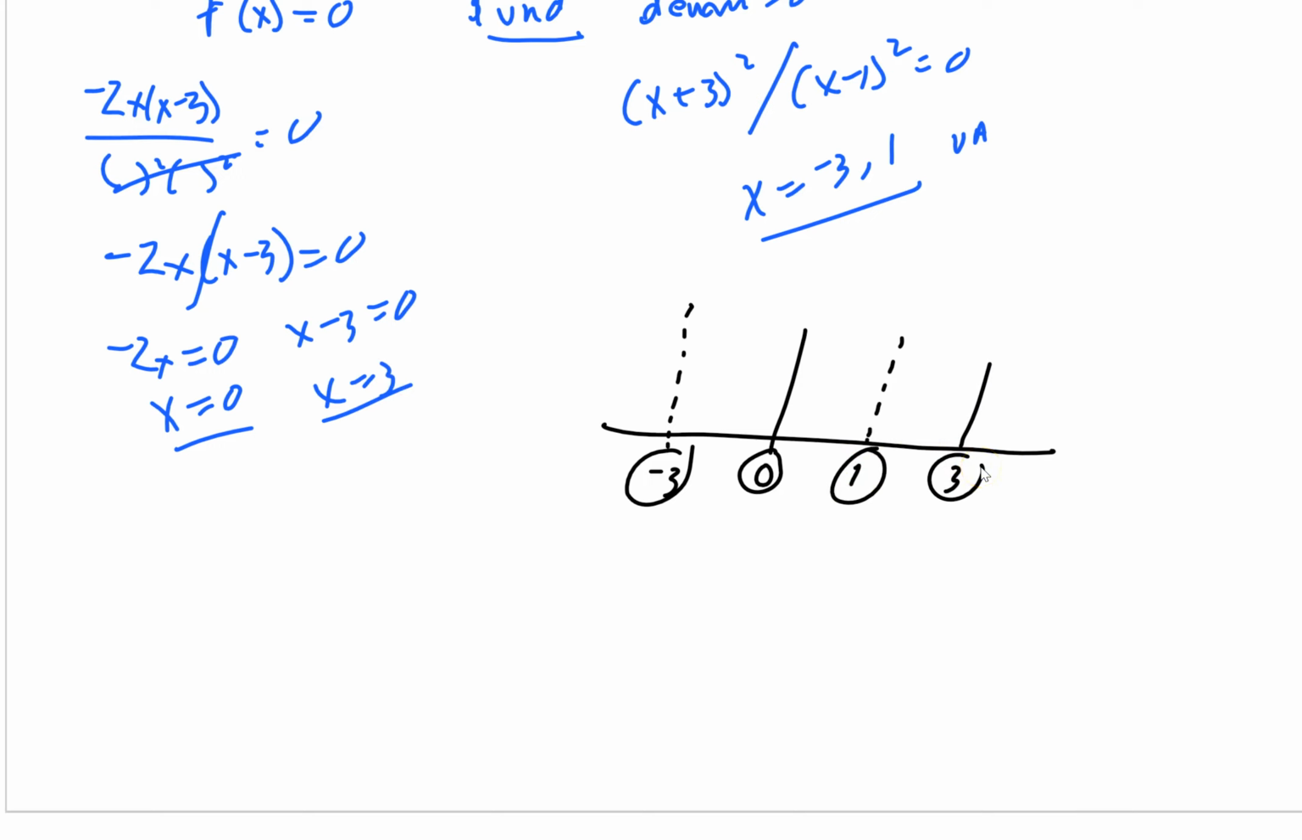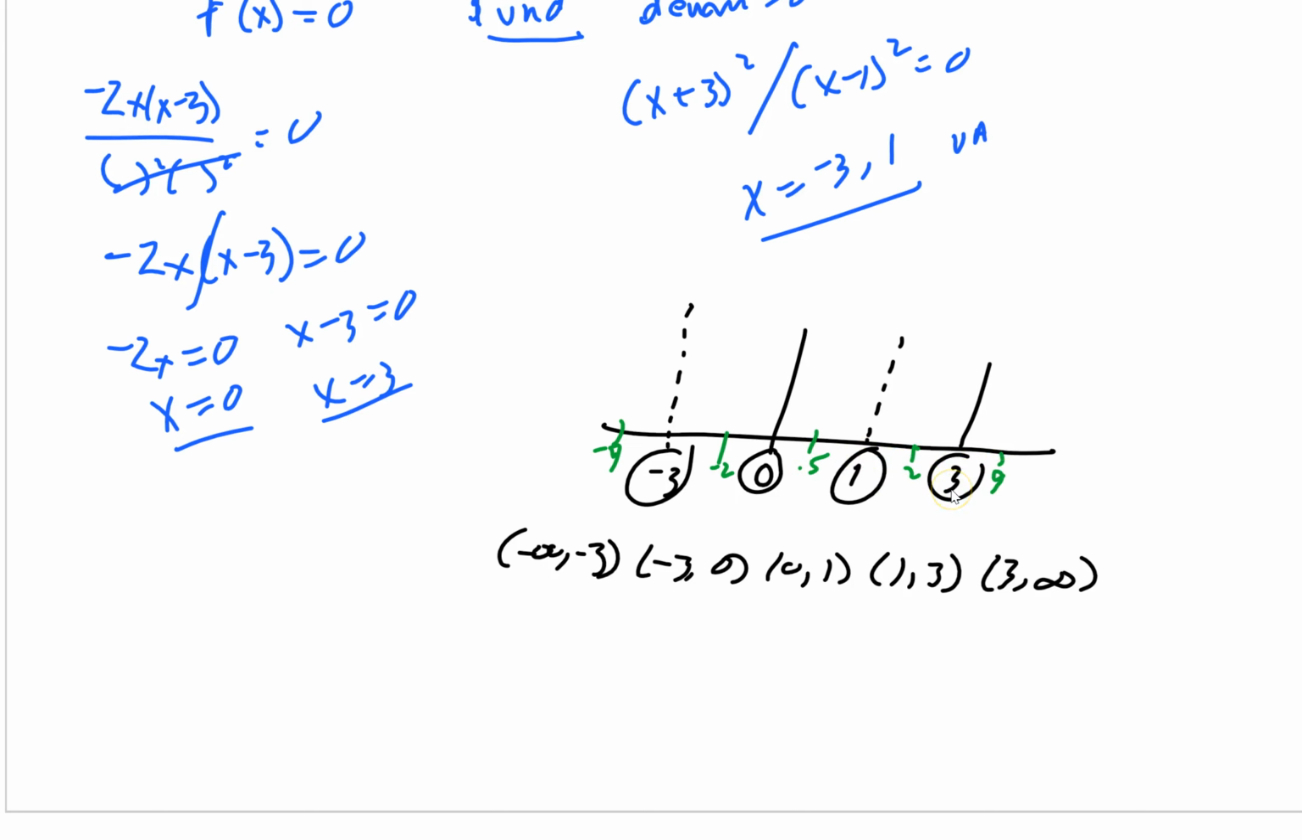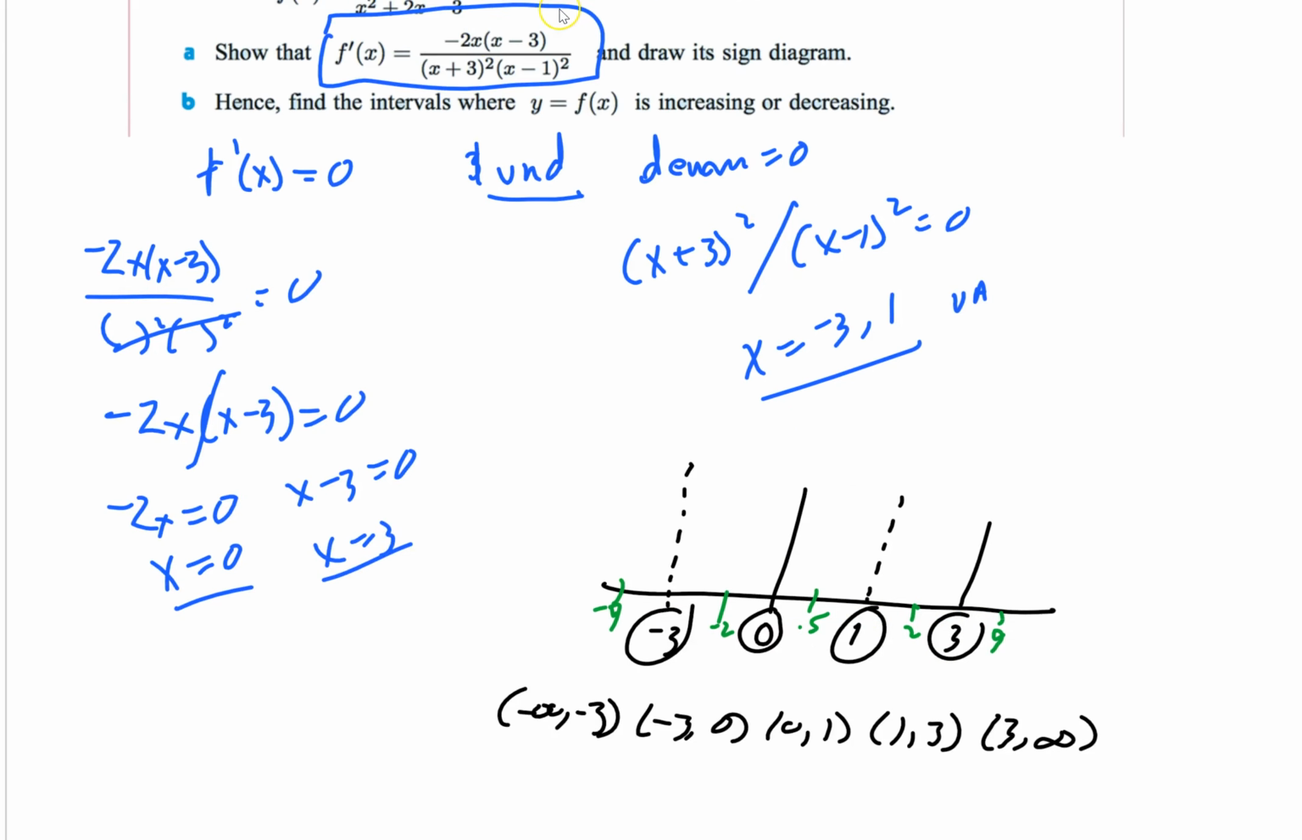Just like what we did before, now we have 5 intervals. We could do negative infinity to negative 3, the middle interval negative 3 to 0, then 0 to 1, then 1 to 3, and 3 to infinity. And then I have to put a test point in for all these. So like negative 4, negative 2, something in between those two, 0.5, 2, and like 4. After we get our test points, we're going to plug them in.